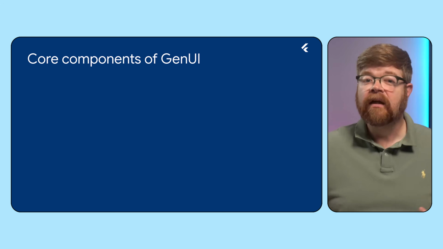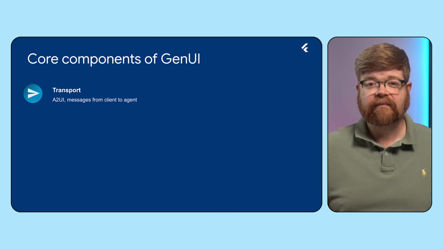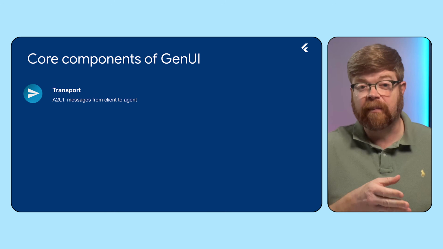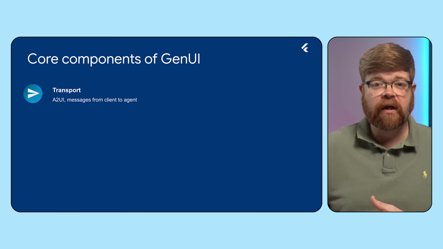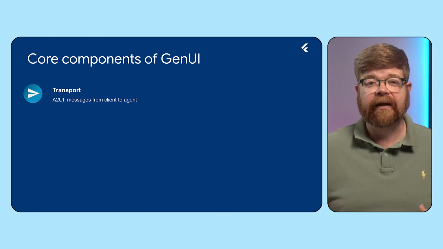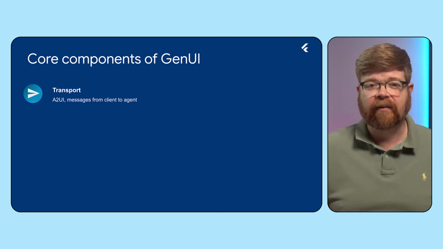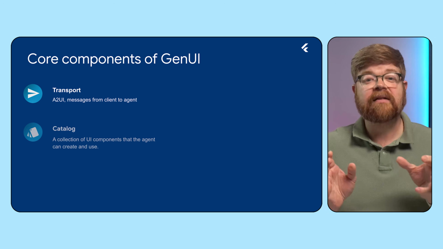Okay, so let's talk about some of the fundamentals to how all this works at the app and agent level. I'm using Flutter, of course, because that's my personal jam, but these apply to other languages and frameworks as well. First up is transport. My app needs a way to look at the tokens coming from the agent and figure out which ones represent A2UI messages and which ones don't, and then parse the info appropriately. Transport handles that part. Next is the catalog.